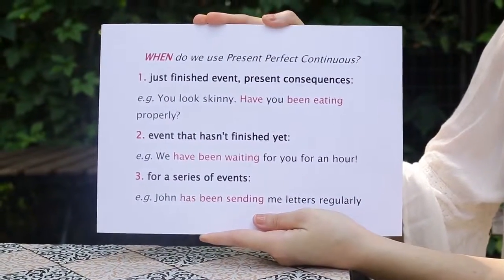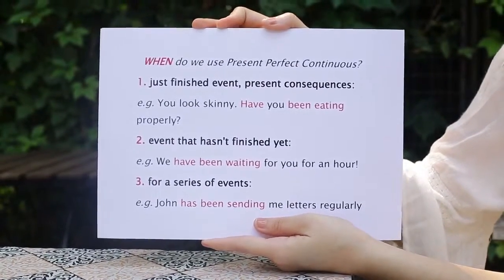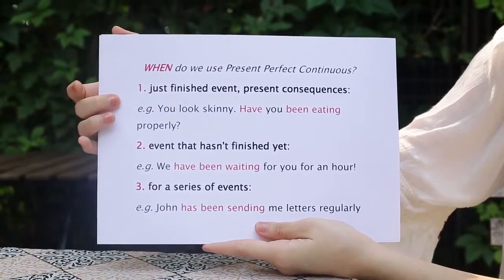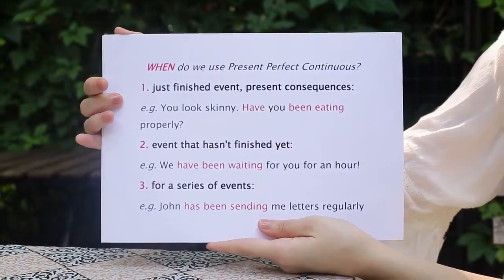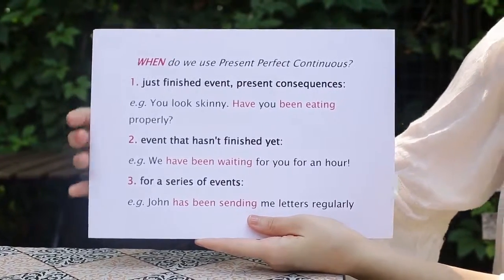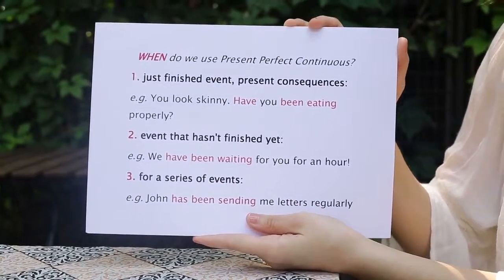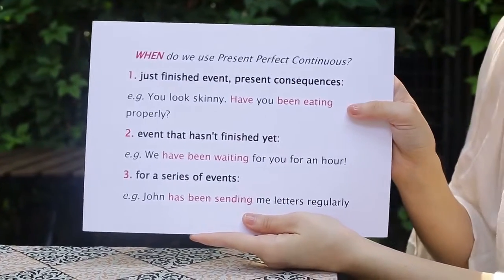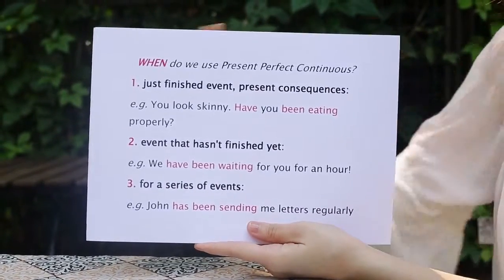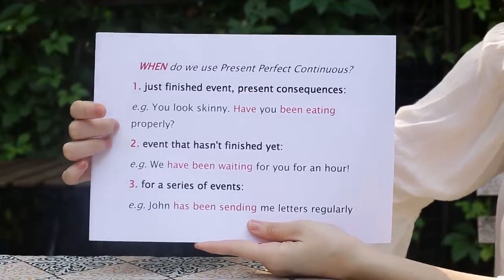Now that we've learned how to build present perfect continuous, let's see when we actually use it. We use it for an event that has just finished, but has present consequences. For example, you look skinny. Have you been eating properly? Which actually means that you have probably changed your diet or eating habits, and now I can see the consequences, that you look different and you look skinny.